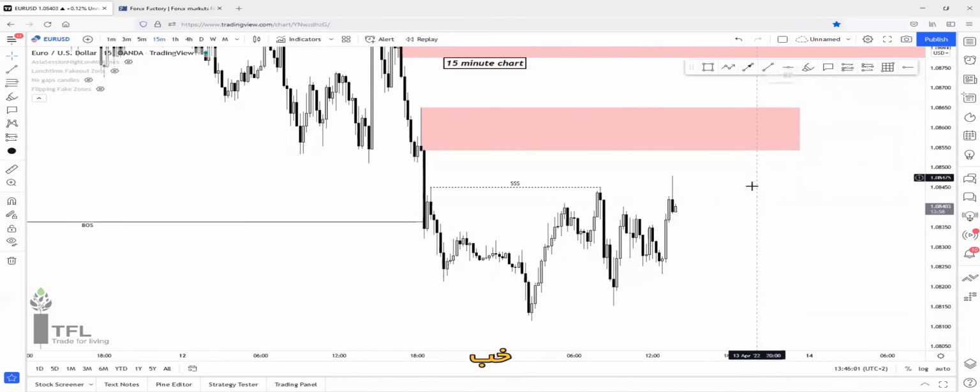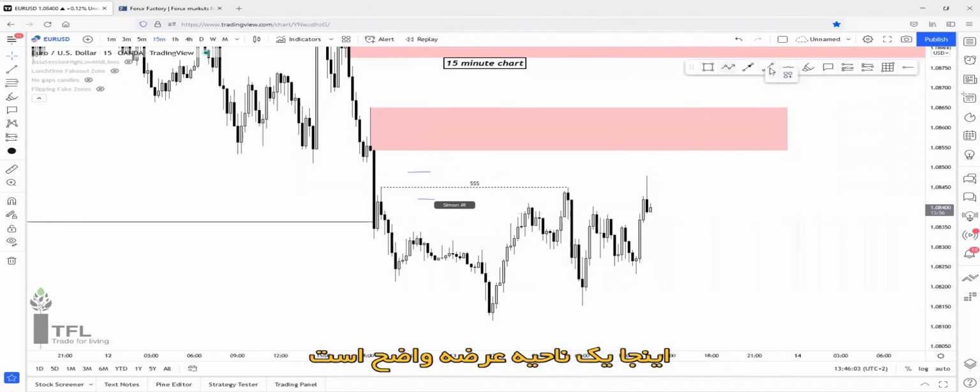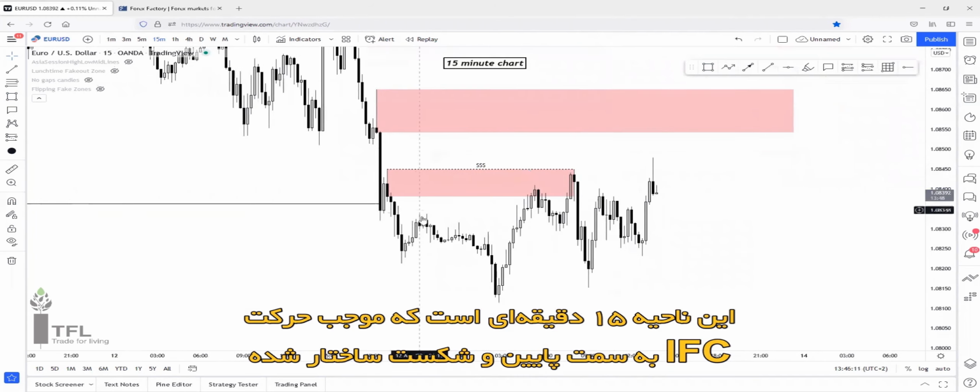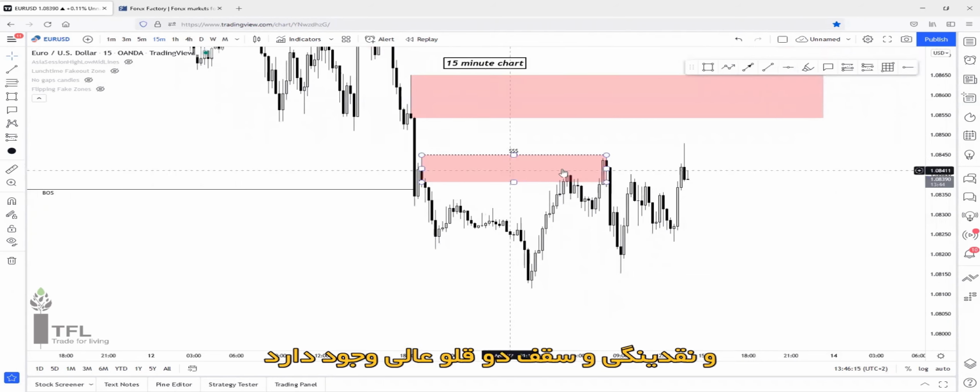Okay, so as you can see, here's liquidity. Here's a clear supply also. Here's a clear 15-minute supply zone that caused the inefficient movement to the downside, break of the structure, etc. And there's liquidity, perfect equal taps.